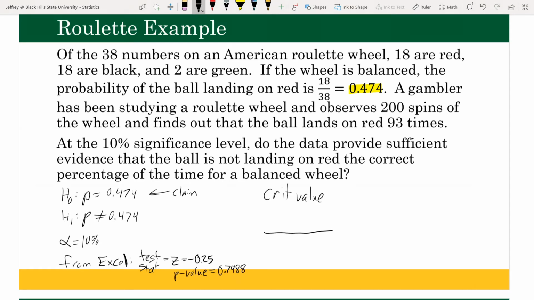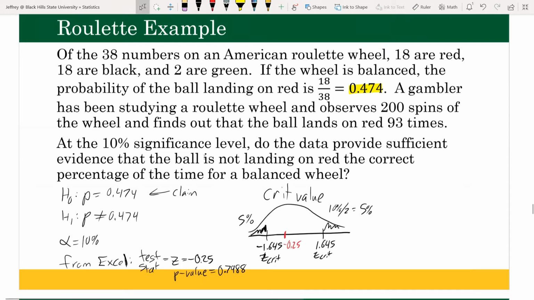Also, we can do the critical value approach. We find that our critical values are negative 1.645 and positive 1.645 because this is a two-tailed test. We got these values by taking our alpha, dividing it by 2, and that gives us the area in each tail. And seeing that our test statistic is not inside either critical region or rejection region, we would fail to reject the null hypothesis in favor of the alternative.